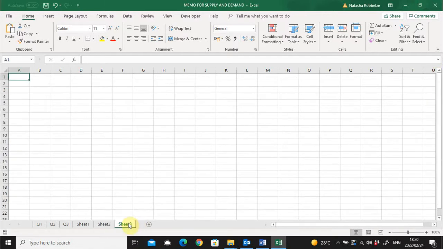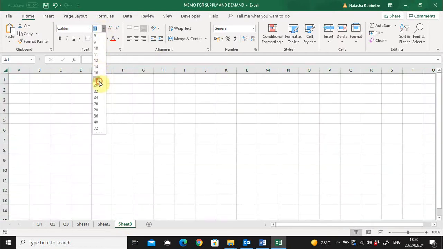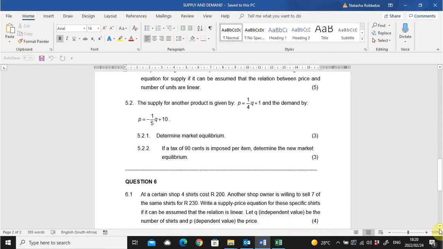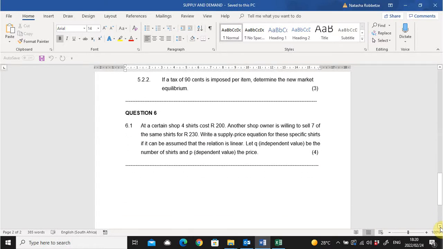Our last one is question number 6. So I want you to refer back to the question. In question number 6, it says, at a certain shop, 4 shirts cost 200 Rand. Another shop owner is willing to sell 7 of the same shirts for 230 Rand. Write a supply price equation for these specific shirts and assume that the relation is linear.